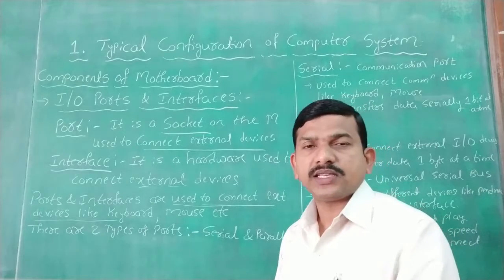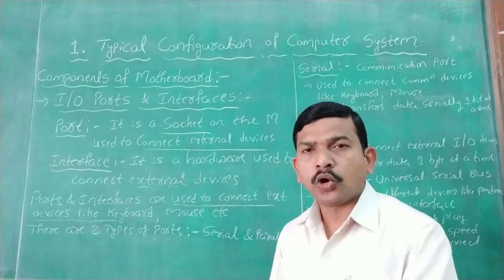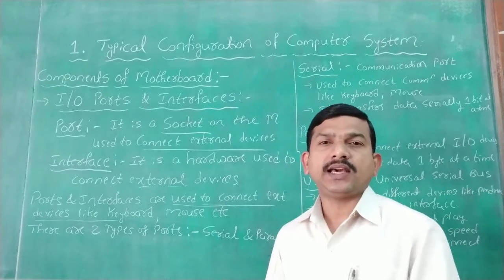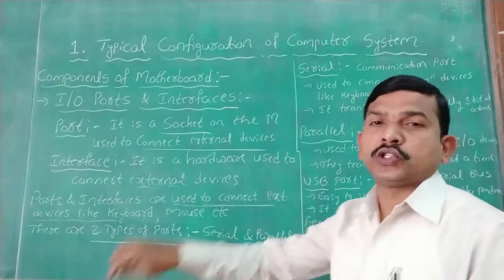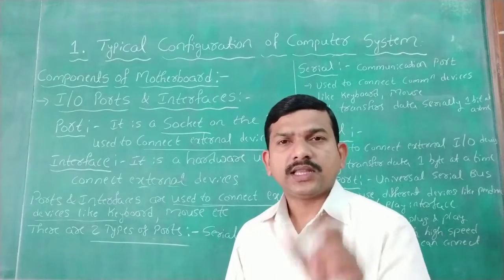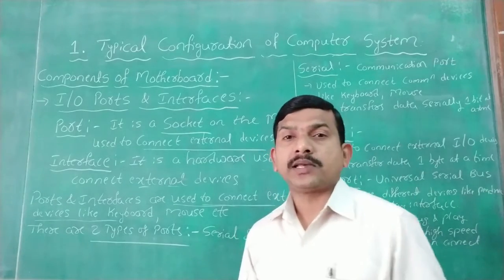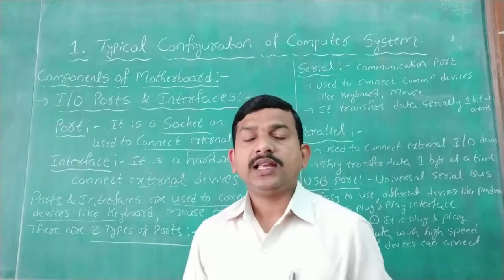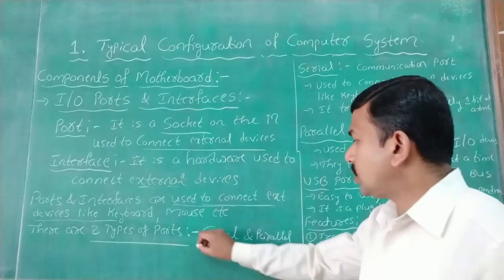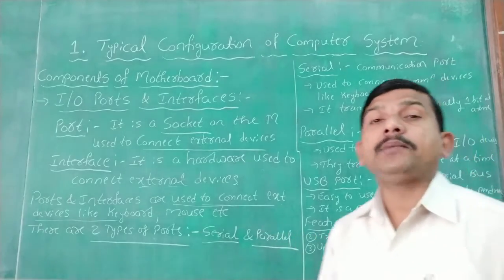What are those external devices? Pen drive, keyboard, mouse, printer, scanner, etc. Right? So next, there are two types of ports normally. Again, there are two types. By looking, you can say that it looks the same. But internally, there are two types of port. Those are serial port and parallel port.